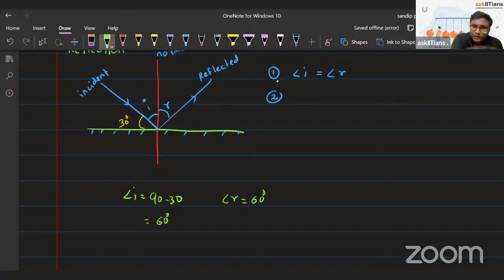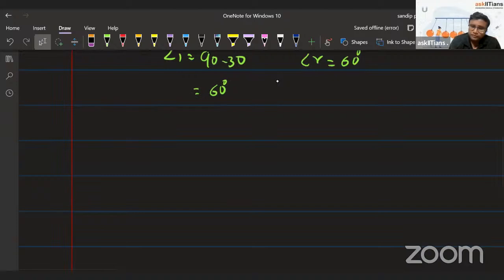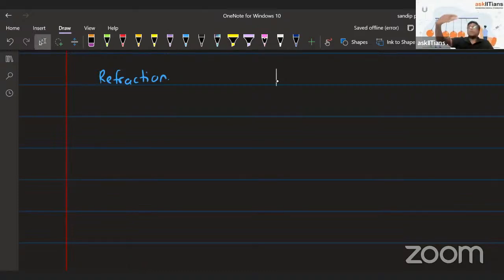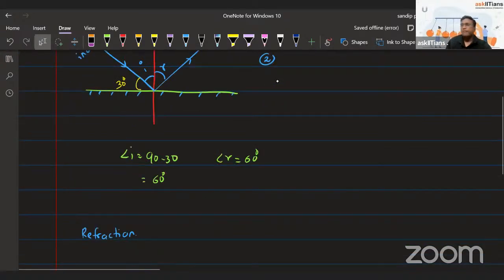Then the next part is refraction. So refraction means when the incident beam passes from a rarer to a denser medium, or from a denser to a rarer medium. That time we call it refraction. For example, the light goes from air to glass, or air to water, or the other way around. It can also go from glass to air or water to air. So two different mediums are involved. In reflection, there is only one medium.